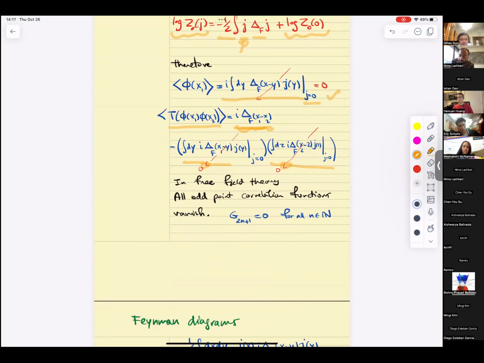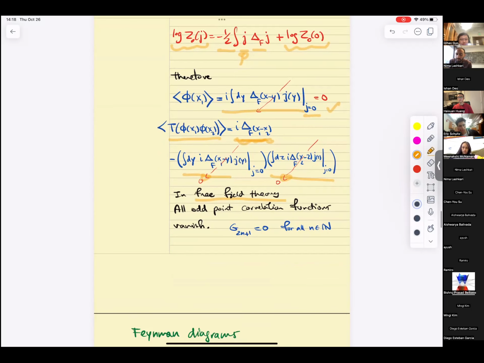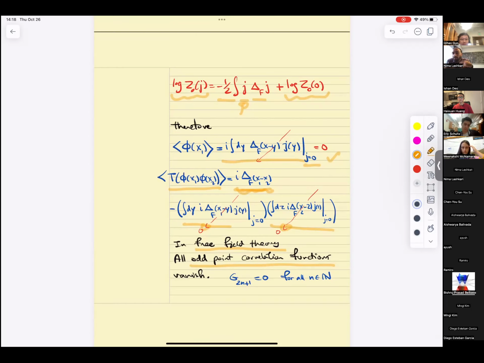Good. In free field theory, just taking these derivatives, you can convince yourself that every time you take an odd-point function, the final result will be killed once you set J equals 0. So all the odd-point correlation functions vanish. For all the even-point functions, there's a very simple rule to calculate them that I'm going to explain in a second. But just this: because it's a Gaussian, the odd-point functions of a Gaussian probability distribution always vanish.